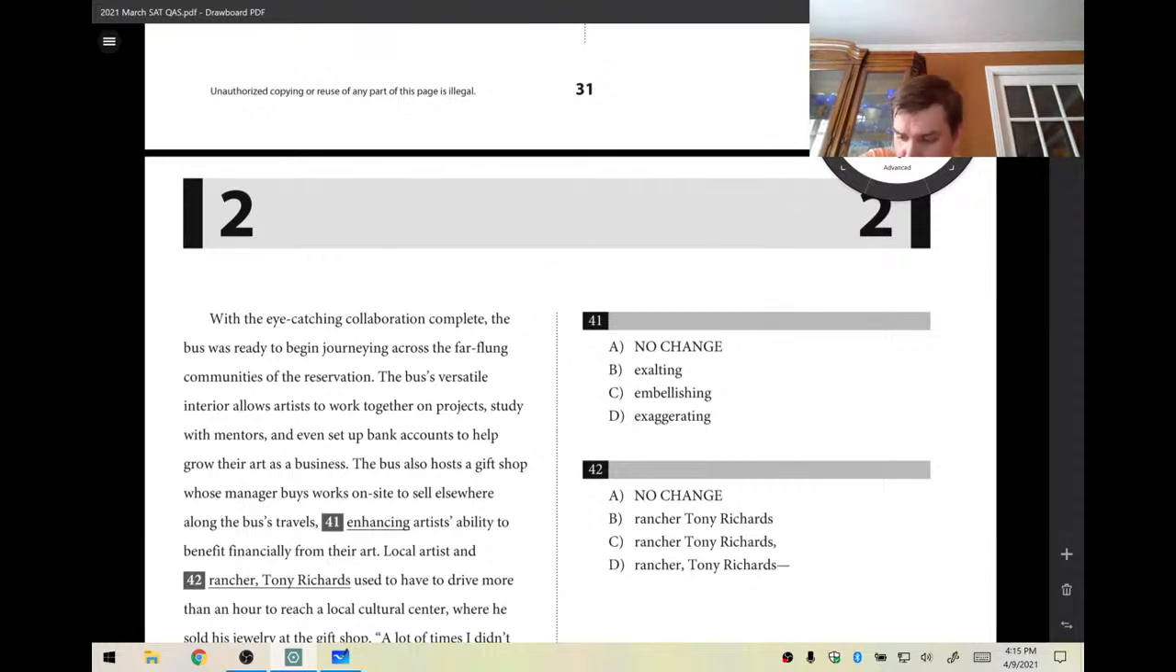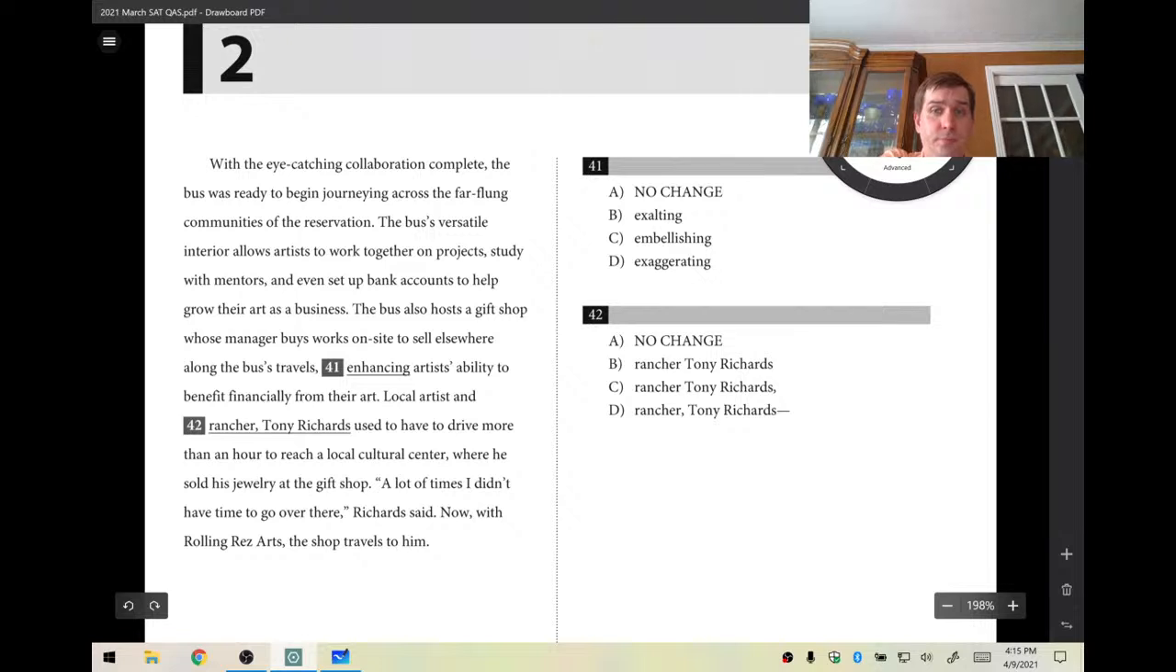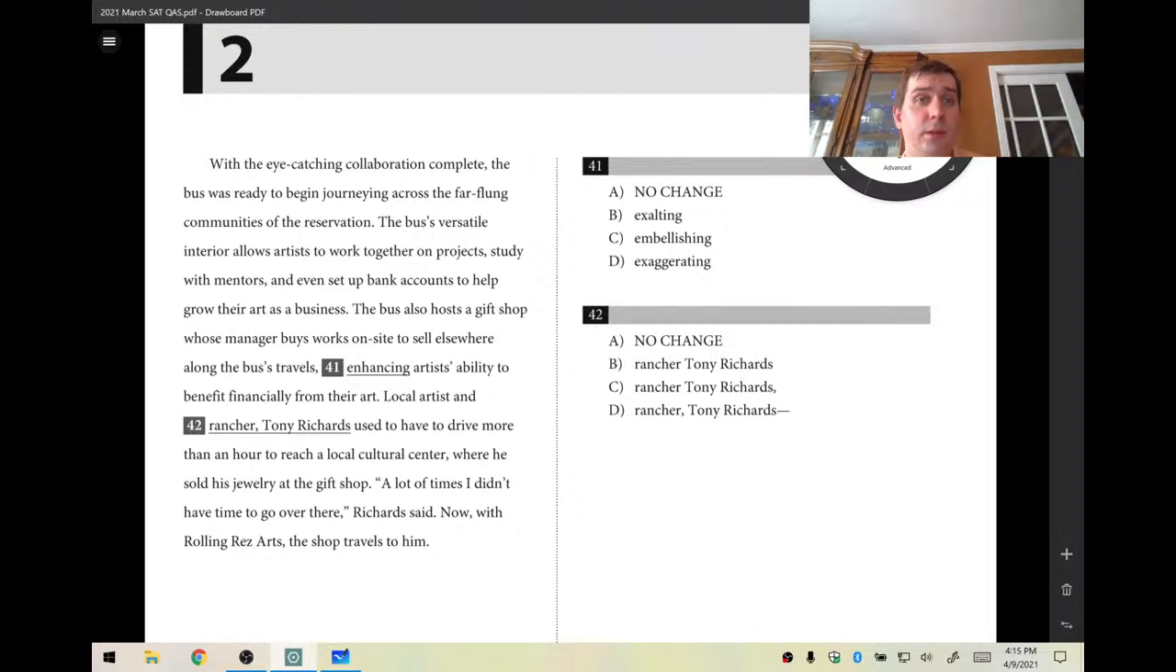41. Just a couple more questions here. I'm going to read this sentence. The bus's versatile interior allows artists to work together on projects, study with mentors, and even set up bank accounts to help grow their art as a business. The bus also hosts a gift shop whose manager buys works on site to sell elsewhere along the bus's travels, enhancing artists' ability to benefit financially from their art.